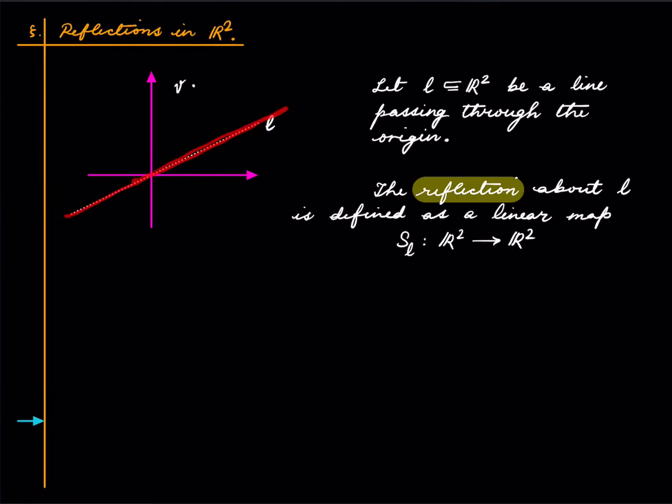So fix a line passing through the origin, call it L, and we will define the reflection of R2 about this line L. Geometrically it's very easy to describe. You take any vector v or any point v in the plane, and all you have to do is think of this line as a mirror and reflect the point v about this mirror. You drop the perpendicular, and whatever is this length, you travel in that direction one more time the same distance, and you'll get the reflected point. So that's the definition, but there is a linear algebraic way to express it, so let me get into that.